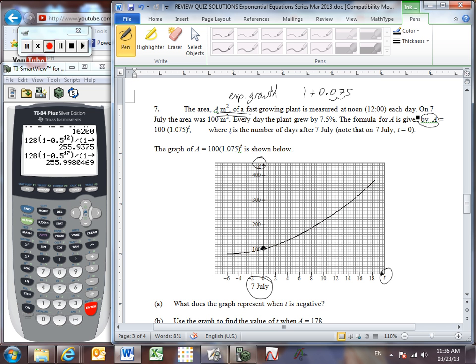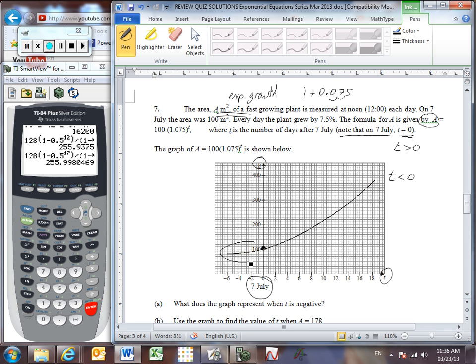Okay, so now it says in part A, what does the graph represent when t is negative? You'll note that on the 7th of July, t was 0. So as t becomes greater than 0, that means we're moving after the 7th of July. So what does it mean if t is less than 0, negative? That means we're moving before the 7th of July.